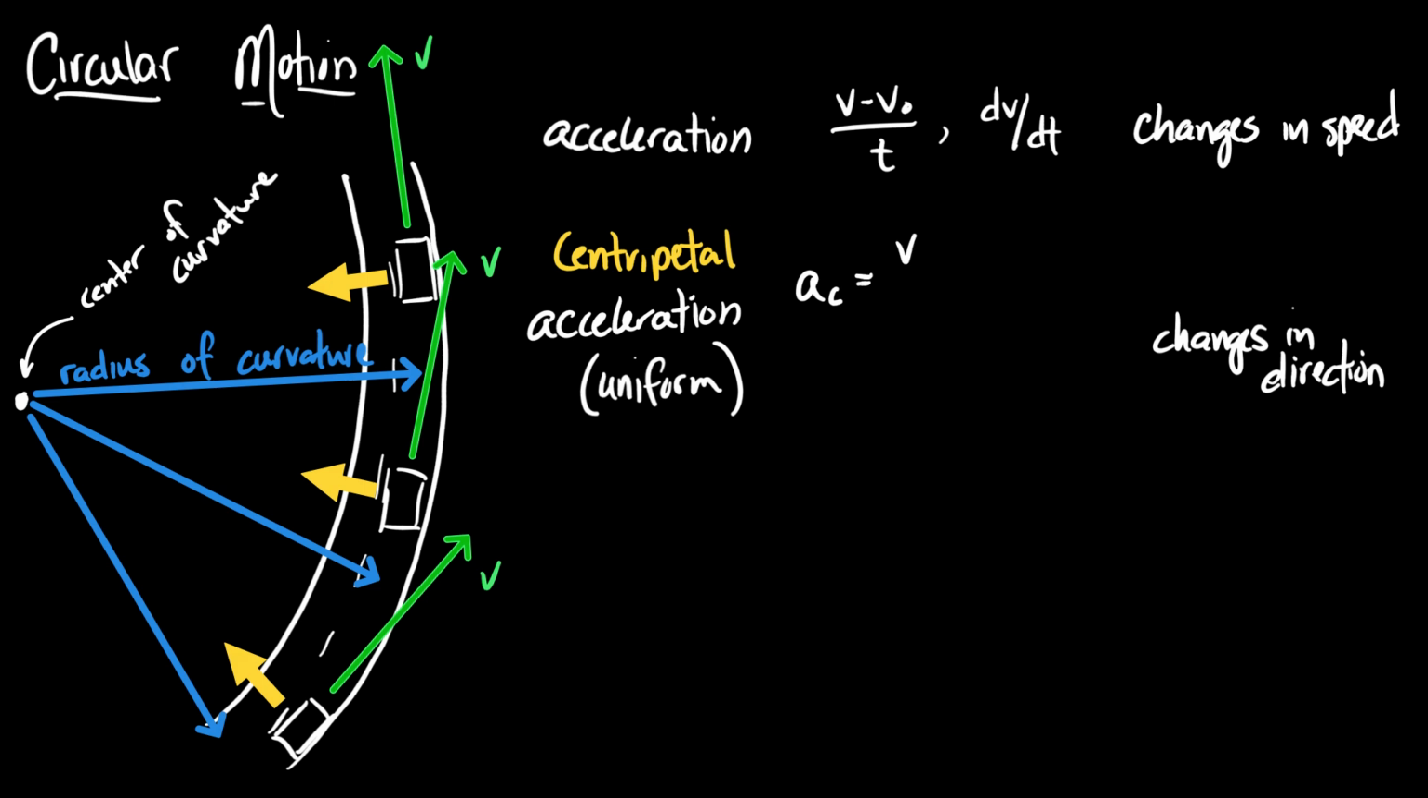To calculate it, it's how fast you're going divided by the radius of curvature. But we square the velocity, which tells you that small changes in velocity require big changes in acceleration.